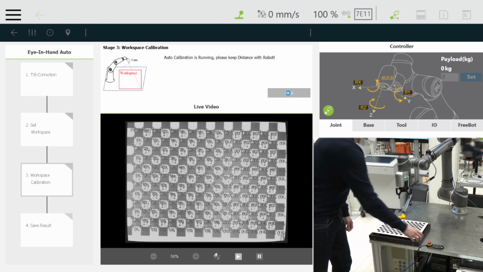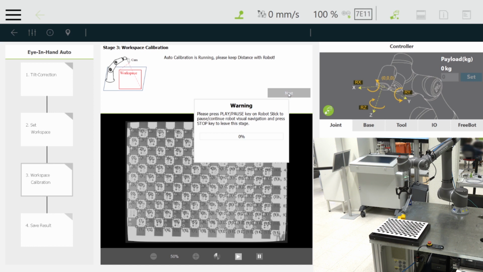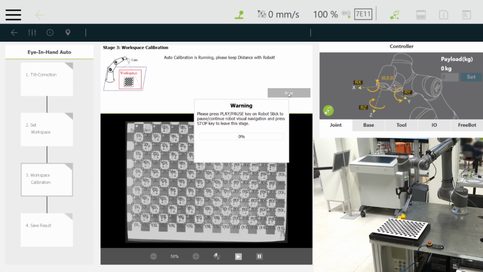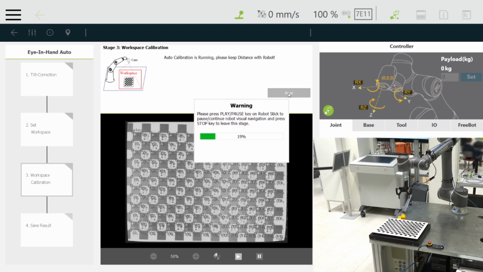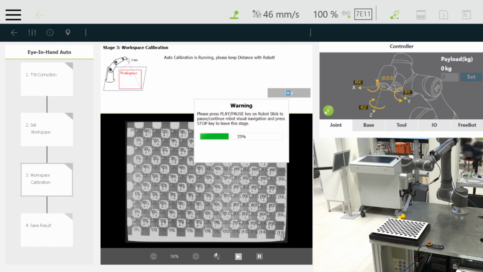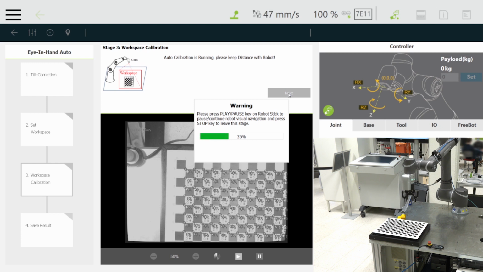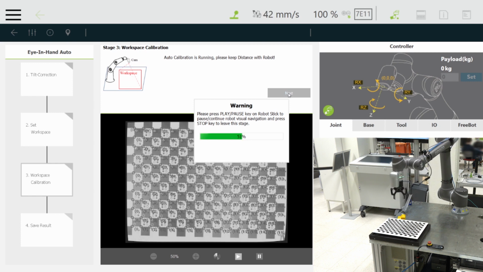Now, the robot moves for calibration are automatically calculated by the robot. The robot just has to have enough space for moving. So we have to make sure that there's enough space for the robot to move above the calibration plate.